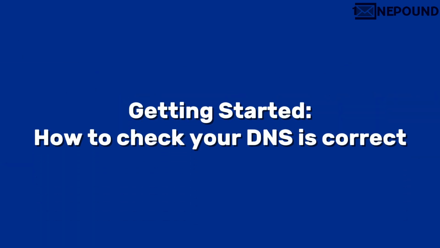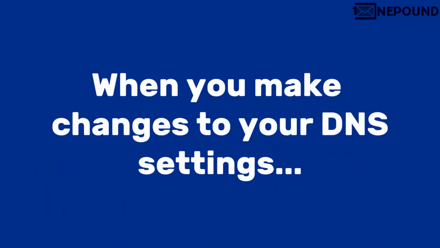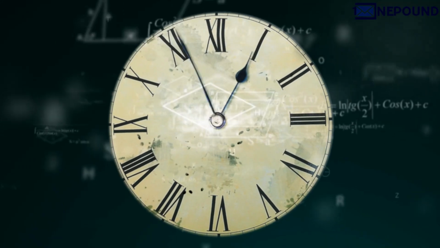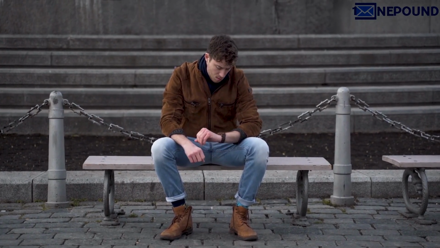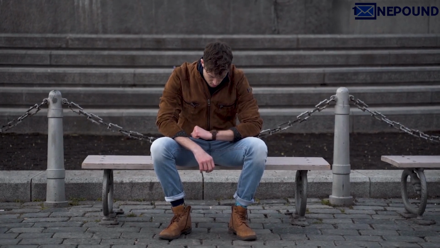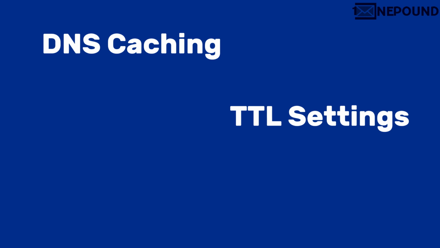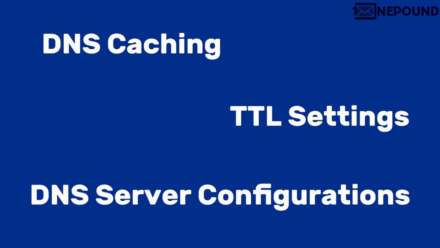In this episode, we're talking about useful tools for checking DNS. When you make changes to your DNS settings, the time it takes for those changes to fully propagate across the internet can vary significantly. While some updates may reflect in just a few minutes, others can take several hours to complete. This variability is due to factors such as DNS caching, the TTL settings of your DNS records, and the specific configurations of different DNS servers around the world.